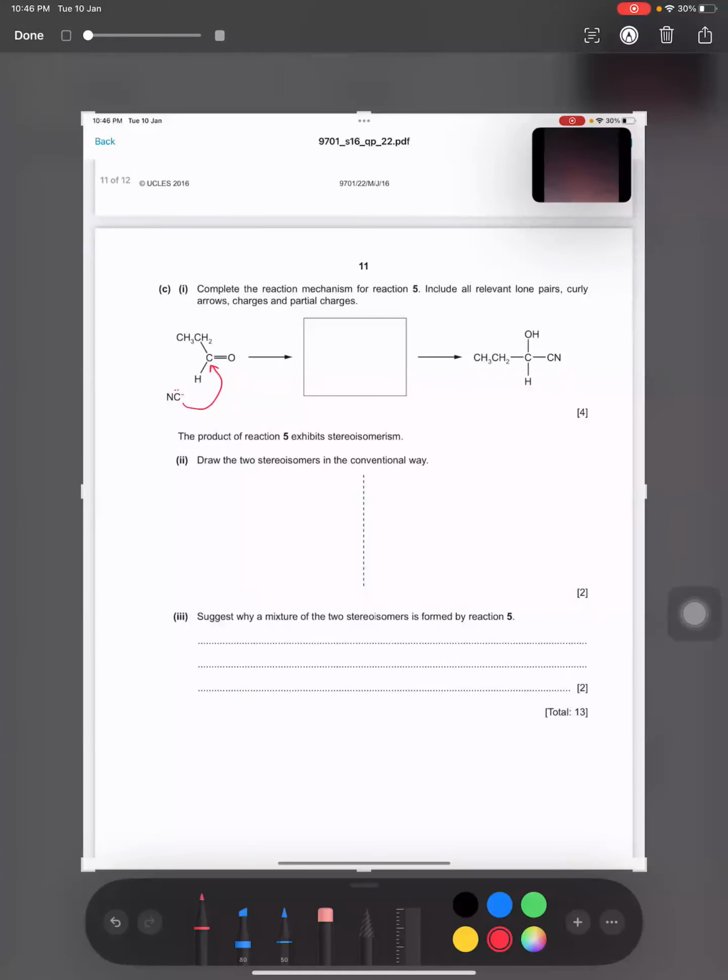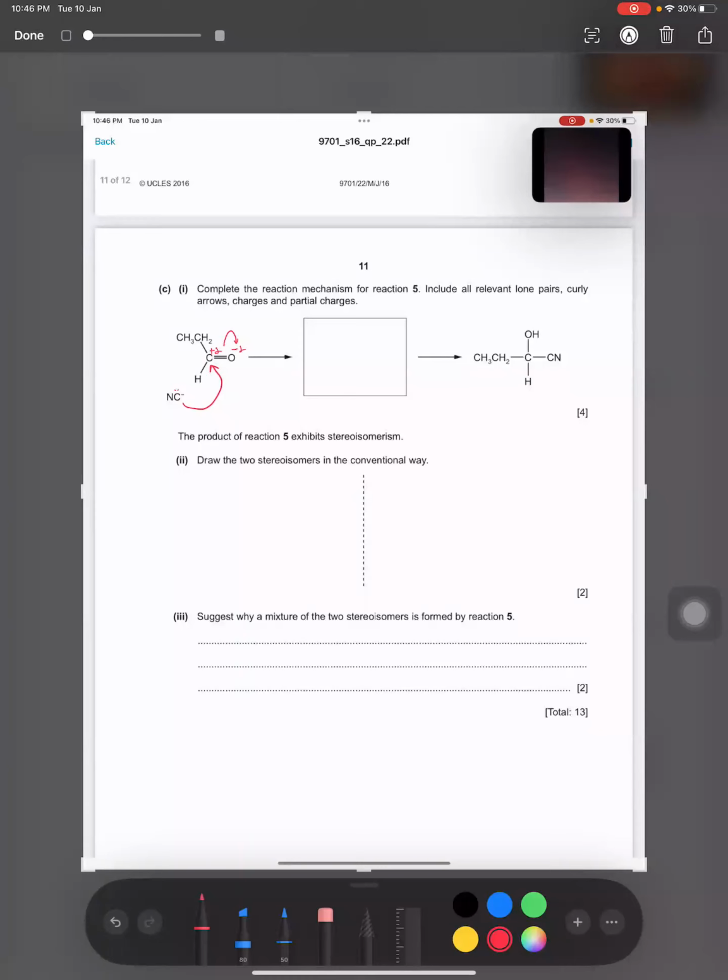And then for the second mark, you need to keep in mind that जो carbon है आपके पास, it should be partial positive and this should be partial negative and this bond breaks. इसका आपको 1 mark मिलेगा, ठीक है? Sir, we will make it attack from the back also, no?